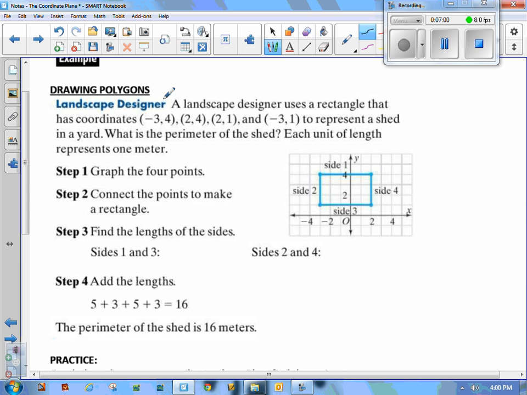And each unit of length represents 1 meter. So what we need to do is first graph these 4 points. So that's what they did here, they graphed the 4 points. Then they connected the points to make a rectangle. And when we find perimeter, remember perimeter, or the distance around, is simply adding the sides. So they're going to find the lengths of those sides and add them. What I like to do is just count the units all the way around.